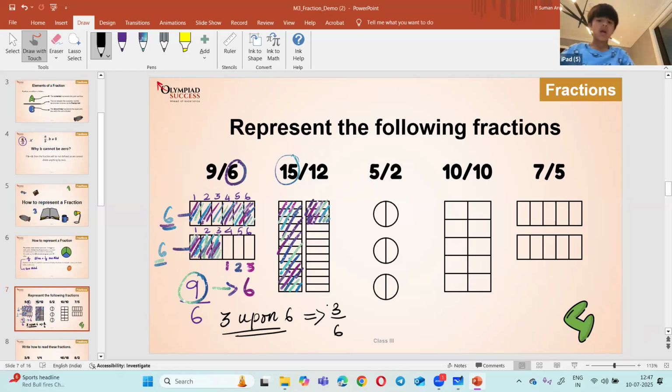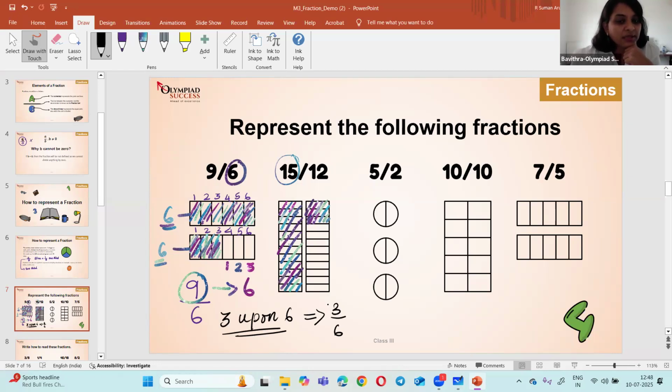9 upon? In this particular image, how many boxes are there? How many boxes has it been divided into? 24. Yeah, but that is two put together, right, Jaivir? In one image, how many are there? Oh, 12.